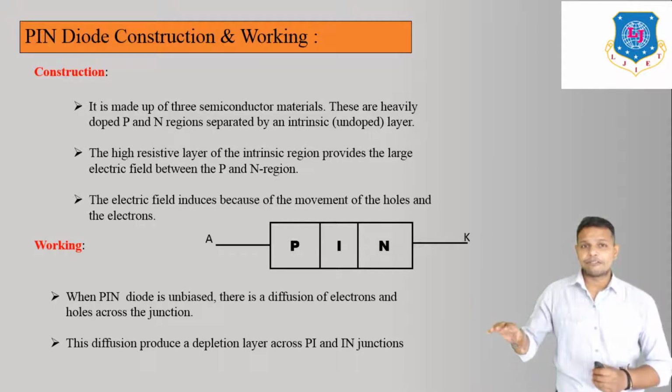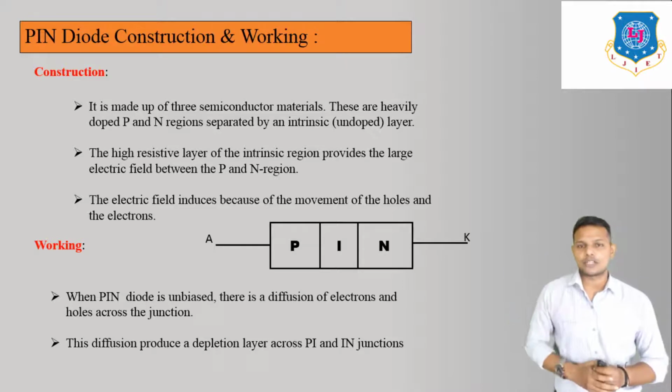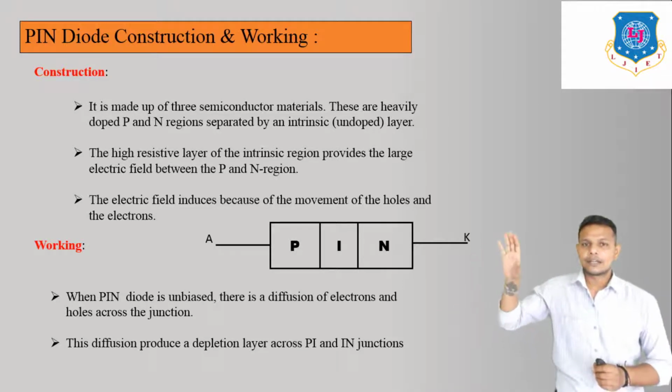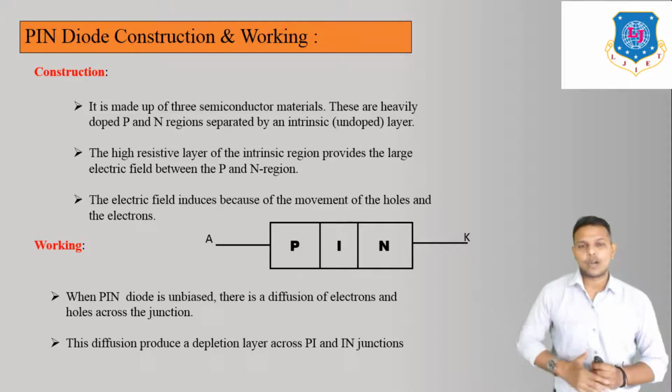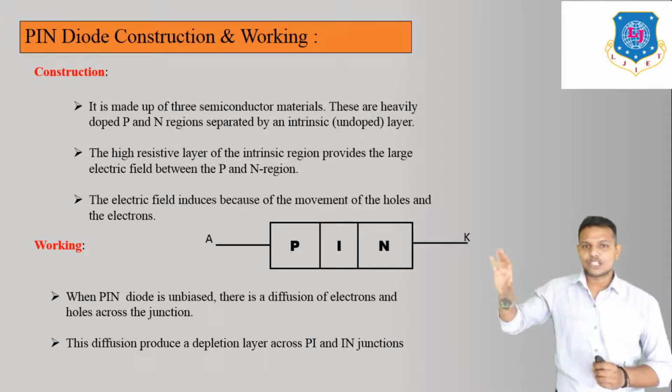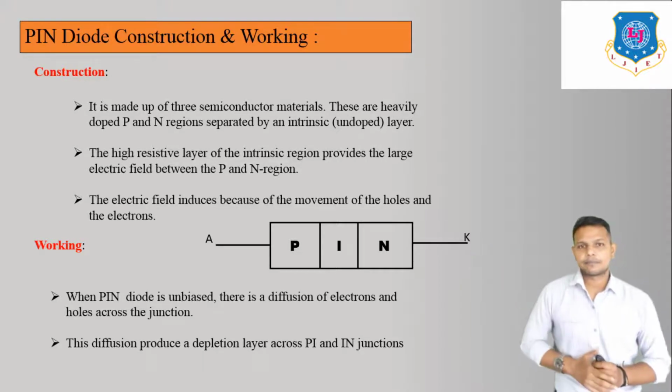The high resistive layer of the intrinsic region provides a large electric field between the p-type and n-type regions. The electric field is induced because of the movement of holes and electrons in this region. Here we can see the symbol of the PIN diode, or we can say the construction of the PIN diode. The PIN diode is constructed like this.